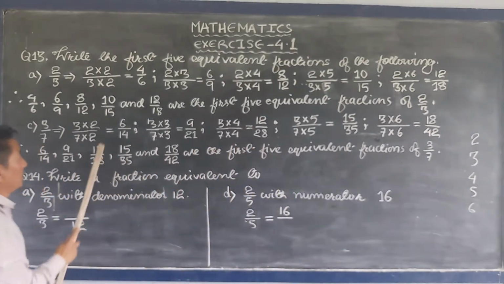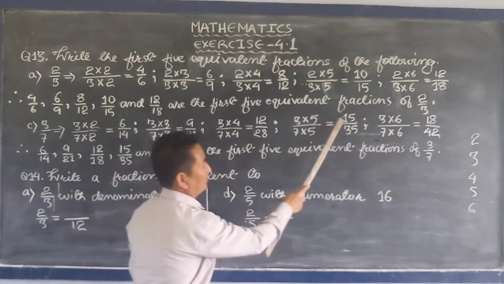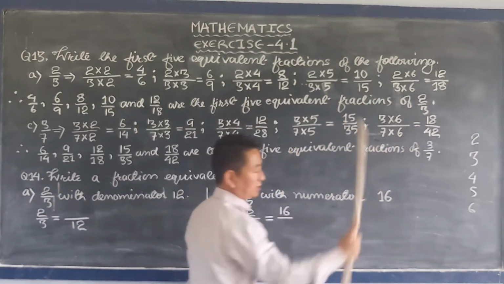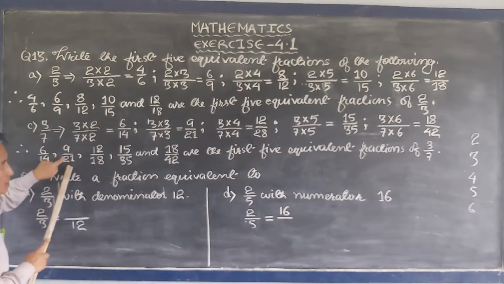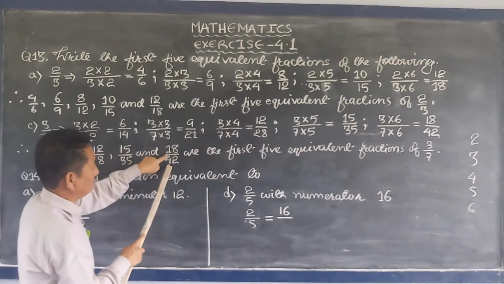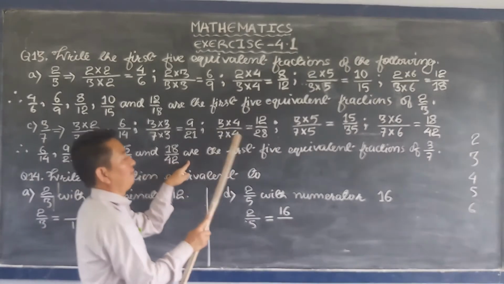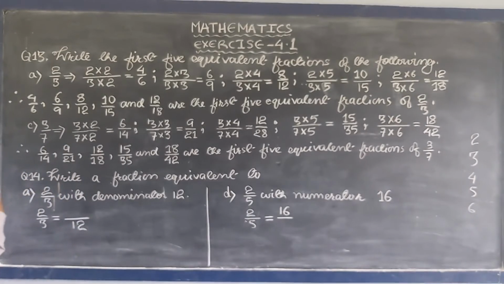As you can see here, 6 by 14, 9 by 21, 12 by 28, 15 by 35, 18 by 42. Therefore, these are the first 5 equivalent fractions of 3 by 7. Now next, you have to do B and D yourself. I have done A and C here.